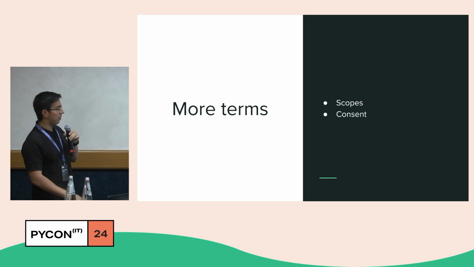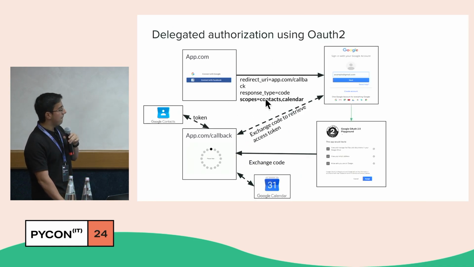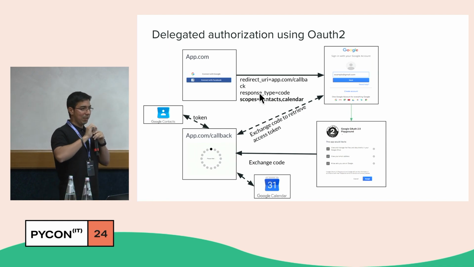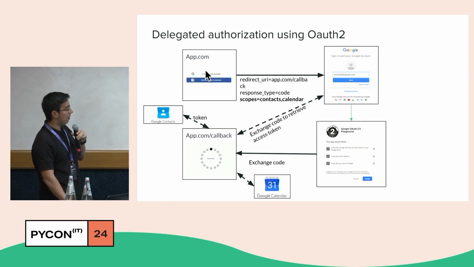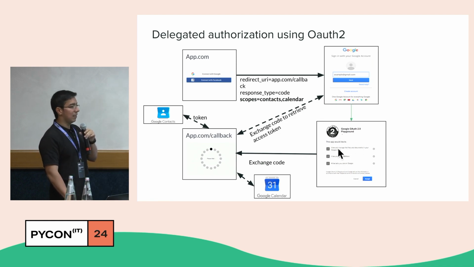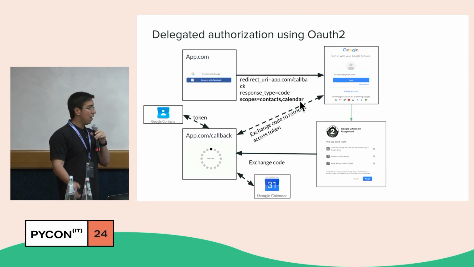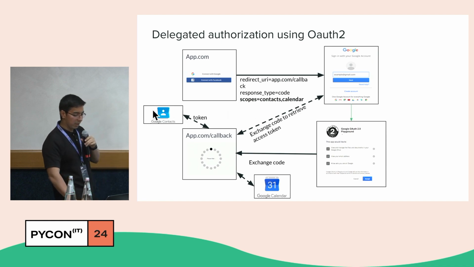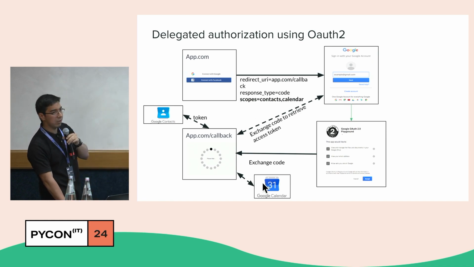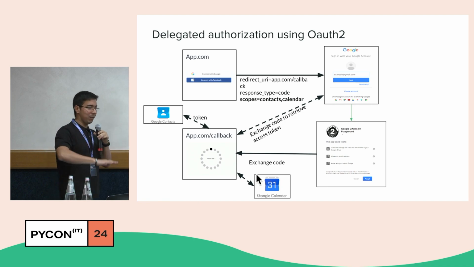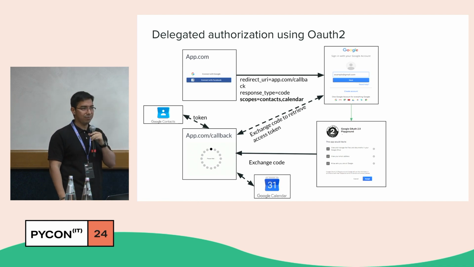More terms are the scopes and the consent, which means you can also constrain which specific areas of the hotel the user can access. So when you go to the app, you specify that you want to get the contacts and the calendar. And then in the consent area, they will say, okay, this application wants to access your contacts and your calendar. And once it's fine, you receive that access token, and then you can go to Google Contacts, and you can also get to Google Calendar. But if you make the same request to Google Drive, it will fail. It will say you are not authorized.